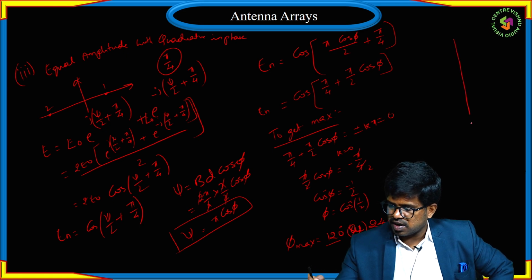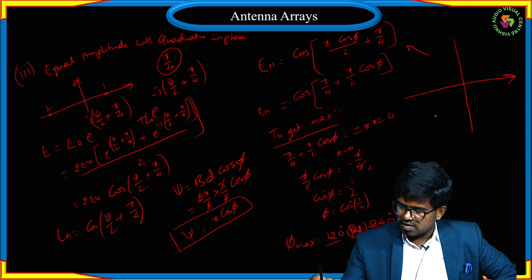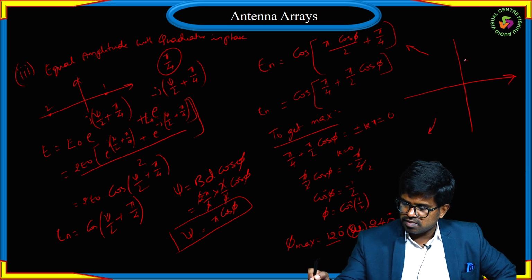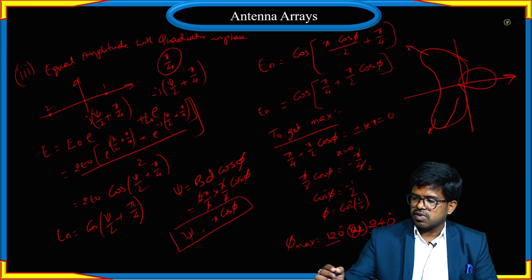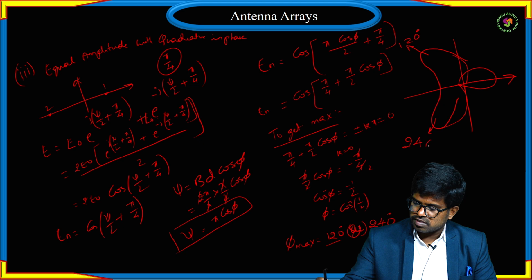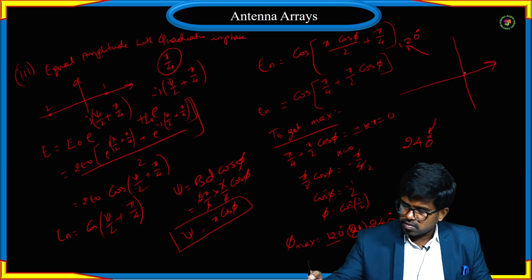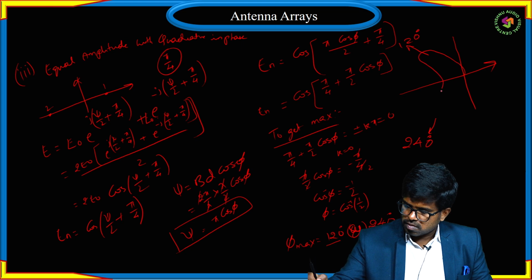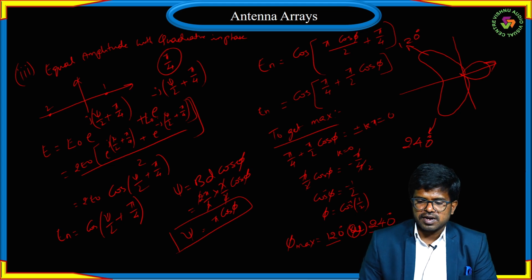So what you will get as the radiation pattern is like this. You will get maximum in this angle and maximum in this angle. So your radiation pattern will come like this. You are getting maximum at angles of 120 and 240. Okay, I will draw this once again. So this is the pattern you are getting with equal amplitude and quadrature in phase.